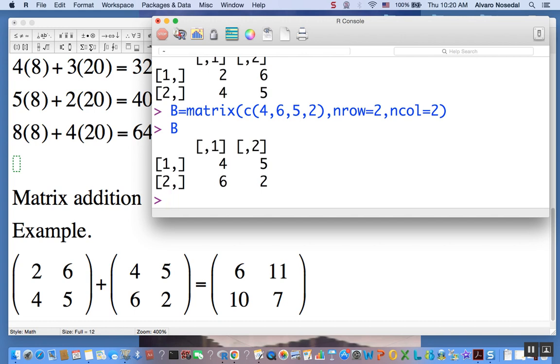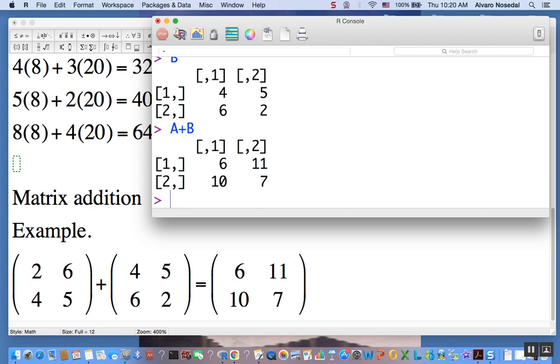And then if you want the sum of those two matrices, all you have to do is type this, A plus B, and you're done. Make sense? Really simple, right? So once you have defined A and B, the sum is really easy to find using R. Just type A plus B, and that's it. Everything clear? Good. So let's move on.